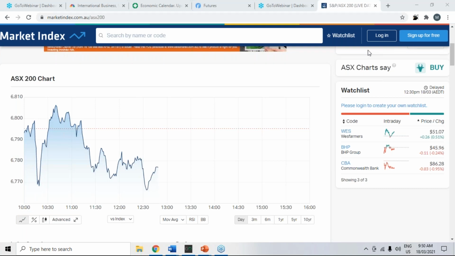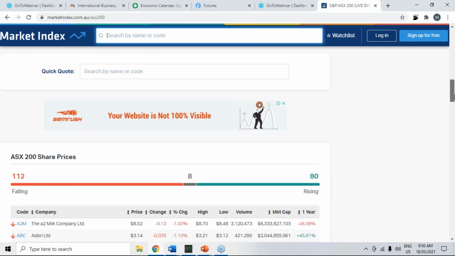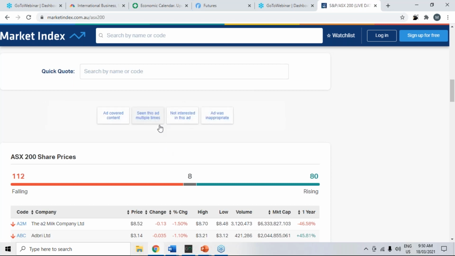Well, there's a couple of reasons why. First of all, the banks are a major drag on this. Remember, the banks were one of about the only sector that benefited when bond yields were going higher. So if we look, first of all, we'll look at the advances versus decliners to give us a feel for the market. Okay, you can see it's about half and half.